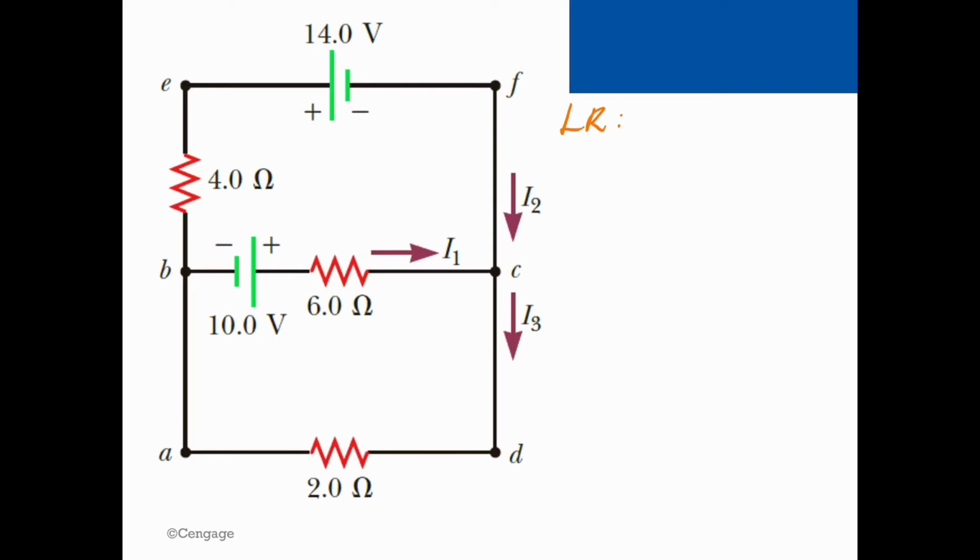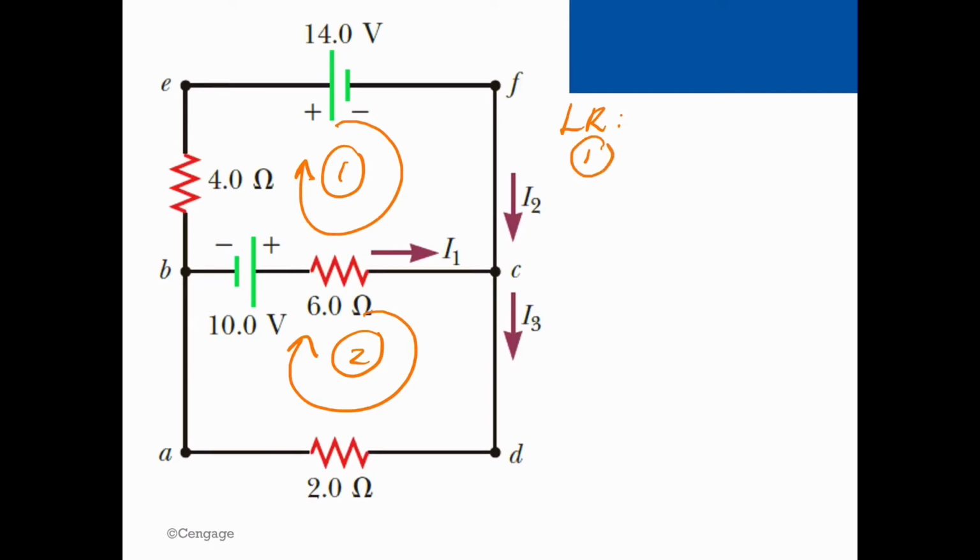Let's consider a clockwise direction. This one will be loop number 1. This one will be loop number 2. Okay, as we did just now, we need to record voltage drops and rises through each of the components. Let's consider loop number 1. Starting from this battery, the direction of the loop traverse is from high to low.